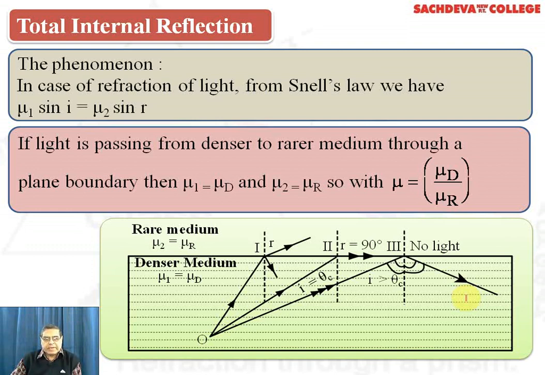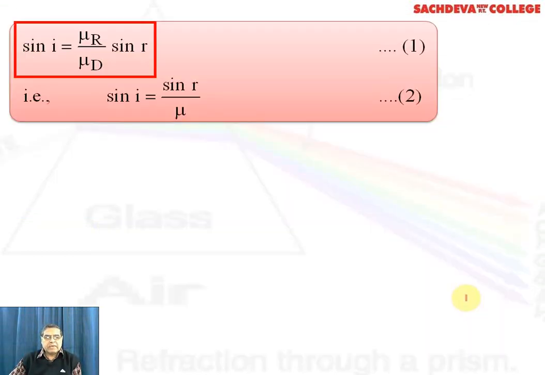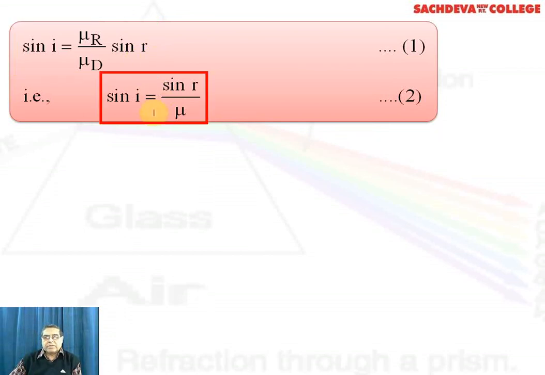Now we proceed to the next portion, that is sin i equal to mu r over mu d. Here r and d stand for rarer and denser medium, and mu stands for refractive index. And it is given as mu r over mu d into sin r. Now if we want to find sin i, it should be mu into sin r, because mu r by mu d is taken as mu.